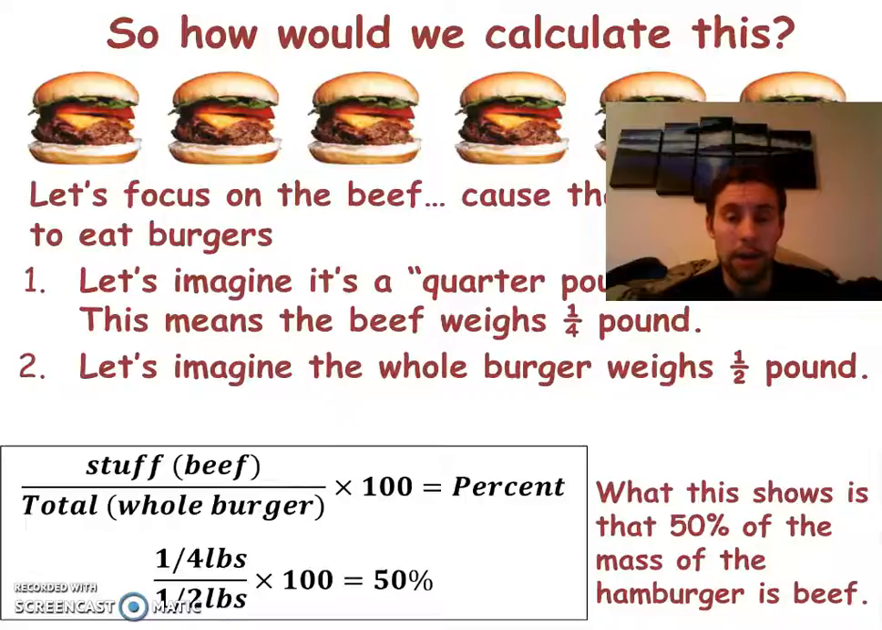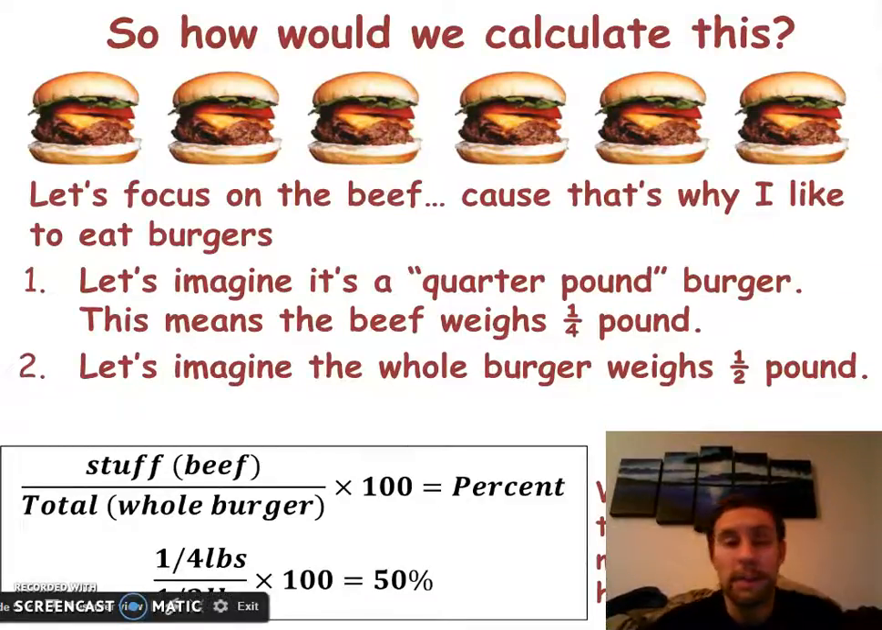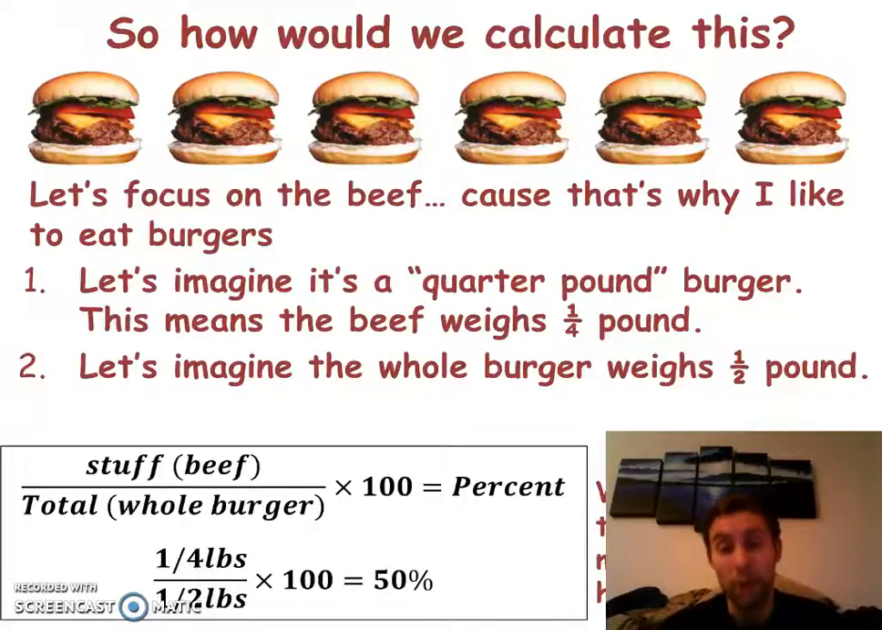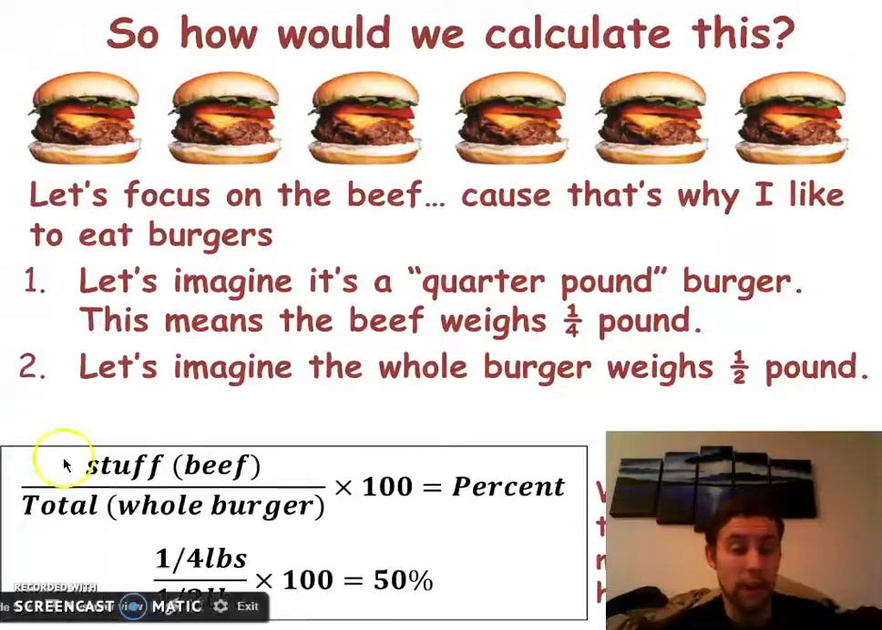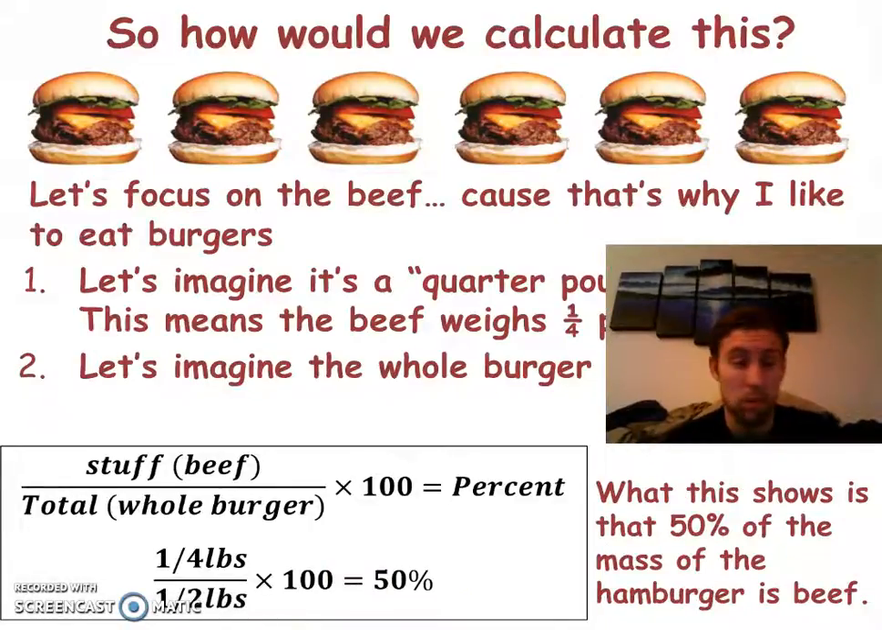Alright, so how do we calculate this? We have our formula here on the bottom. Let's focus on the meat, because that's why I really like to eat burgers. So let's imagine we have a quarter-pound burger. This means that the beef weighs about a quarter pound. And if we imagine the whole burger weighs a half a pound, then we divide the mass of the beef by the mass of the whole burger and multiply by 100. We get 1/4 pound divided by a half pound times 100, which is 50%. It's 50% of its mass is from the beef. Pretty simple.